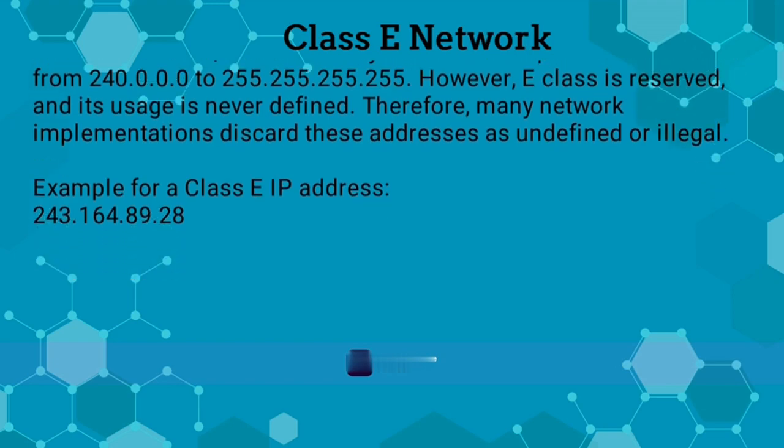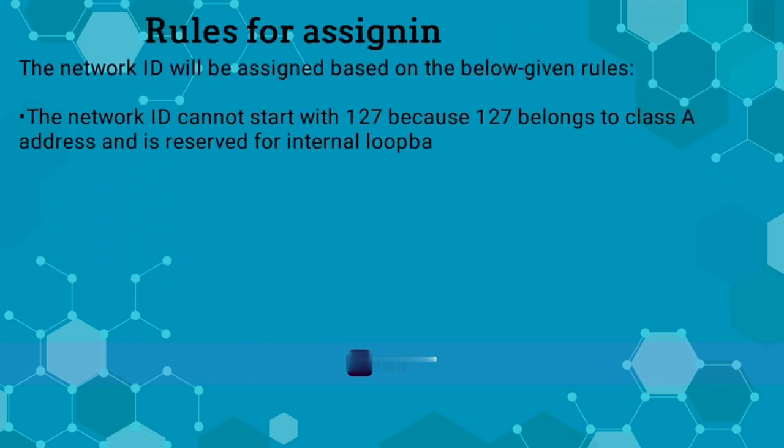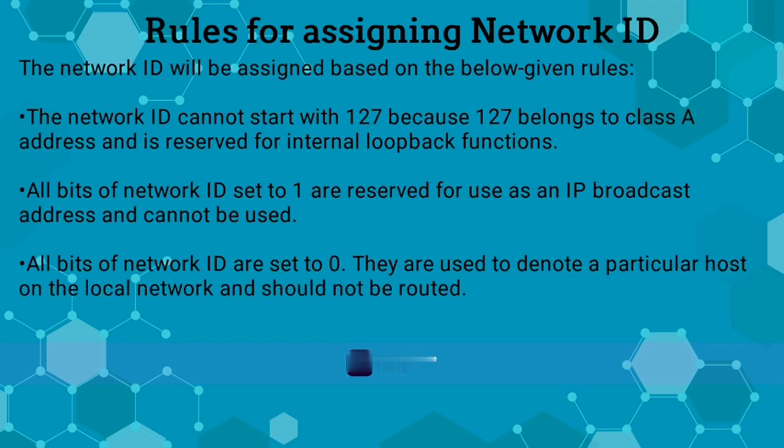Rules for assigning network ID. The network ID will be assigned based on the rules given below. The network ID cannot start with 127 because 127 belongs to Class A and is reserved for internal loopback functions. All bits of a network ID set to 1 are reserved for use as an IP broadcast address and cannot be used. All bits of a network ID set to 0 are used to denote a particular host on the local network and should not be routed.